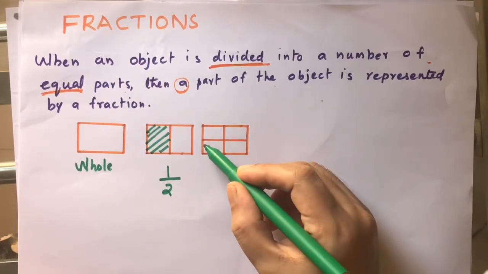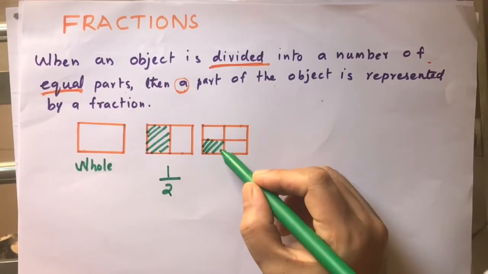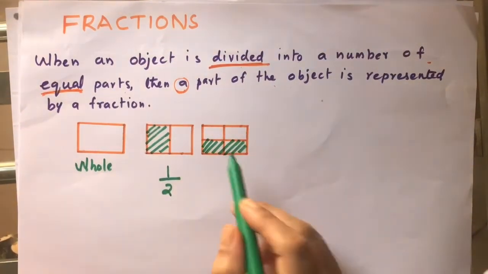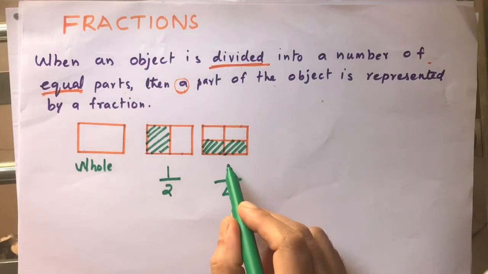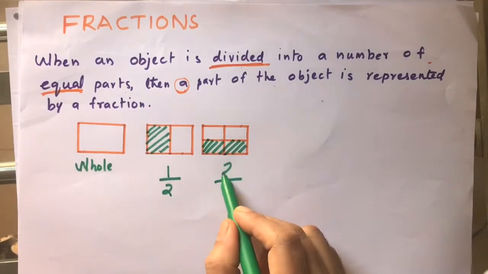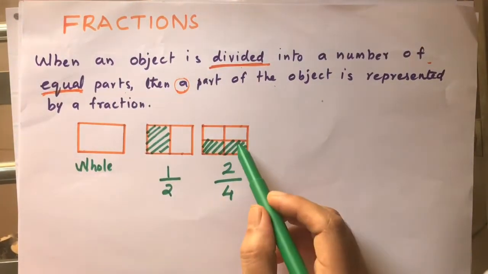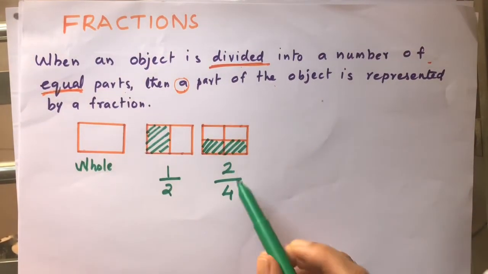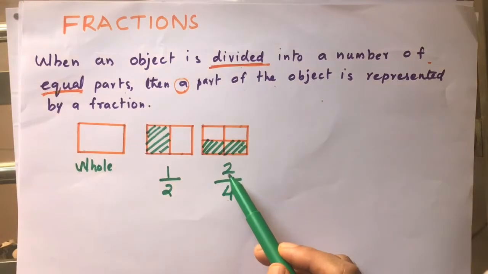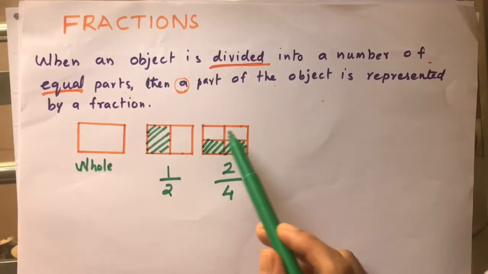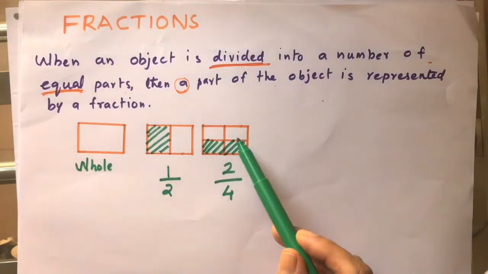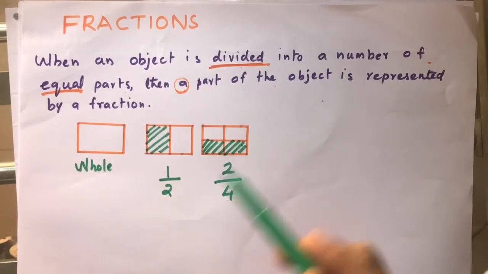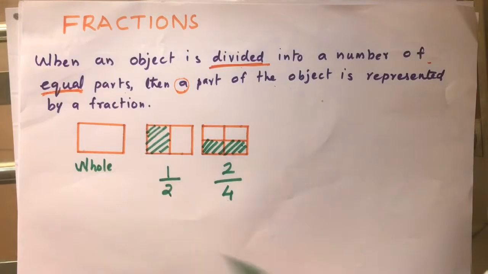Here I am shading two parts. Here we can say there are four parts. Out of four parts I have shaded two parts. The fraction of the shaded part is 2 by 4. Out of 4 I have shaded two parts. And the unshaded part also we can say is 2 by 4. That means out of 4, 2 parts are not shaded and 2 parts are shaded. Here also we can say the same way.